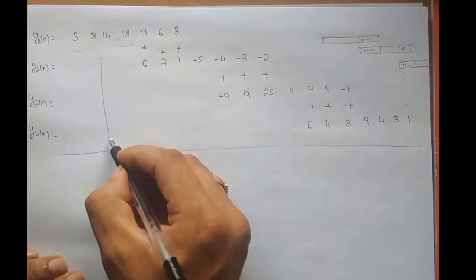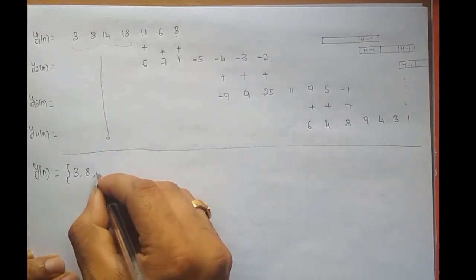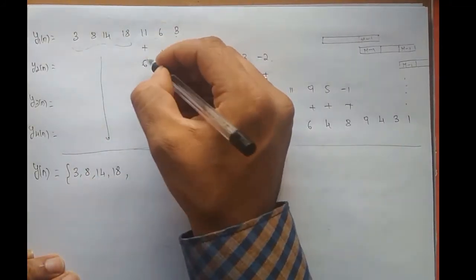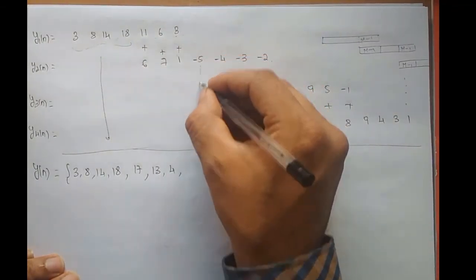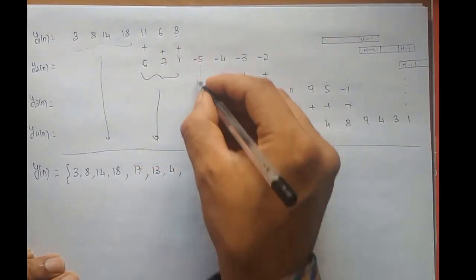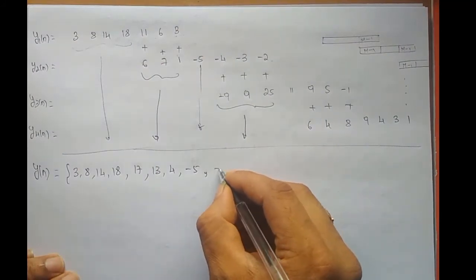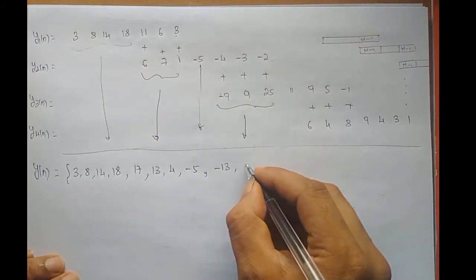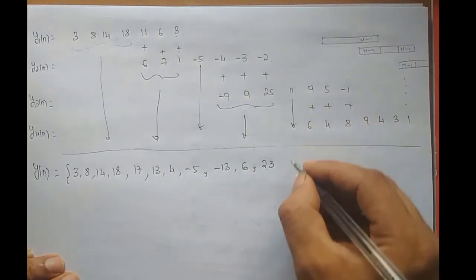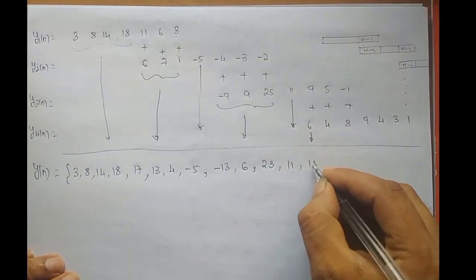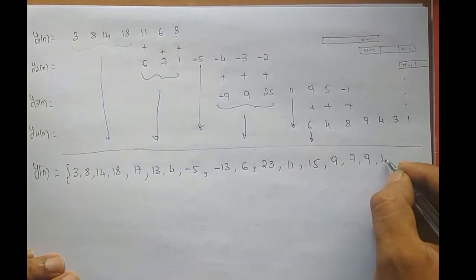So these samples as it is I have to write here as y of n. This is our y of n. So which is 3 8 14 18 so 11 plus 6 is 17 13 4, and this as it is you have to write. This is the added version. So this is minus 5. So this is the added version, which is minus 13 6 23. So this is 11 as it is. This is 15. So this is 9. This is 7. This is 9. This is 4 3 1.